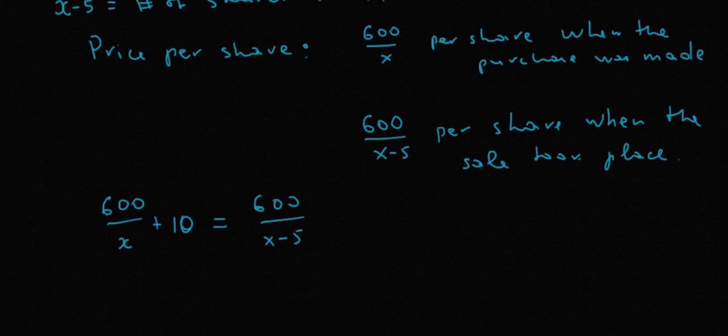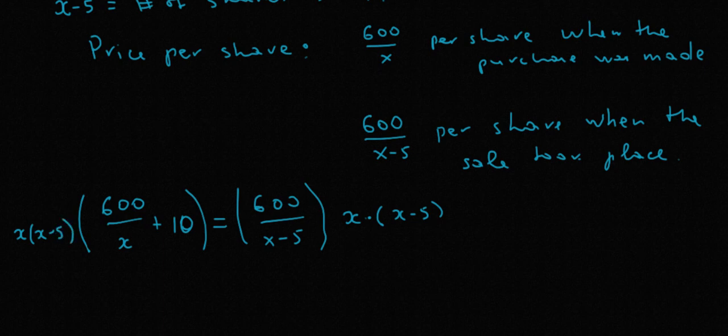A good way to do that is to clear denominators. Note that the variable x appears in this equation in two places, and in both places it's in the denominator. So to clear the denominators, we're going to multiply both sides of this equation by the product of the two denominators that we have in this equation. In other words, we will be multiplying both sides by x and by x minus 5.